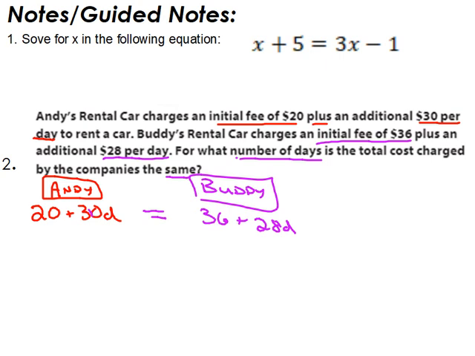So now what I need to do is solve it. So I need to subtract. I have D's on the left and D's on the right, so I have to subtract and move them over to the same side of the equal sign. So I could subtract 30D or I could subtract 28D. I'm going to subtract 28D because it's going to leave me a positive coefficient.